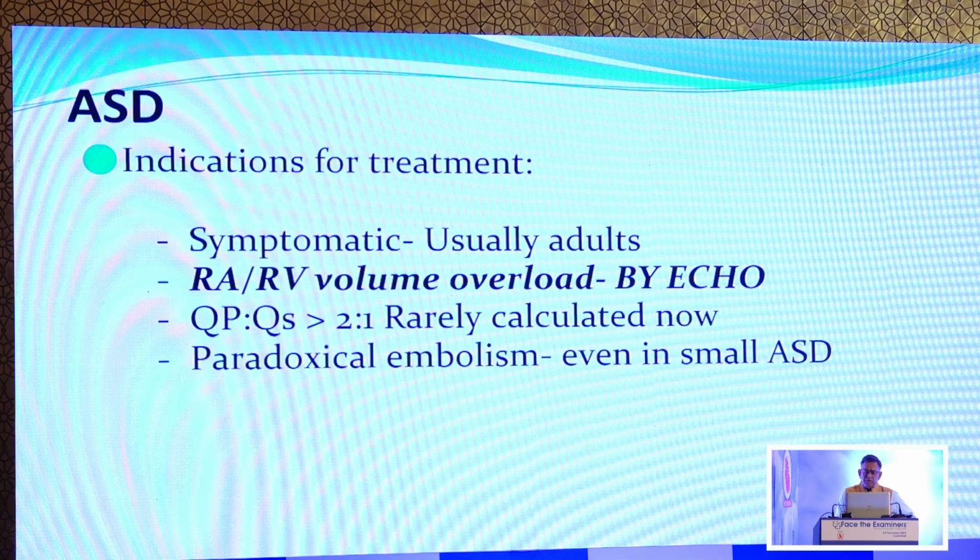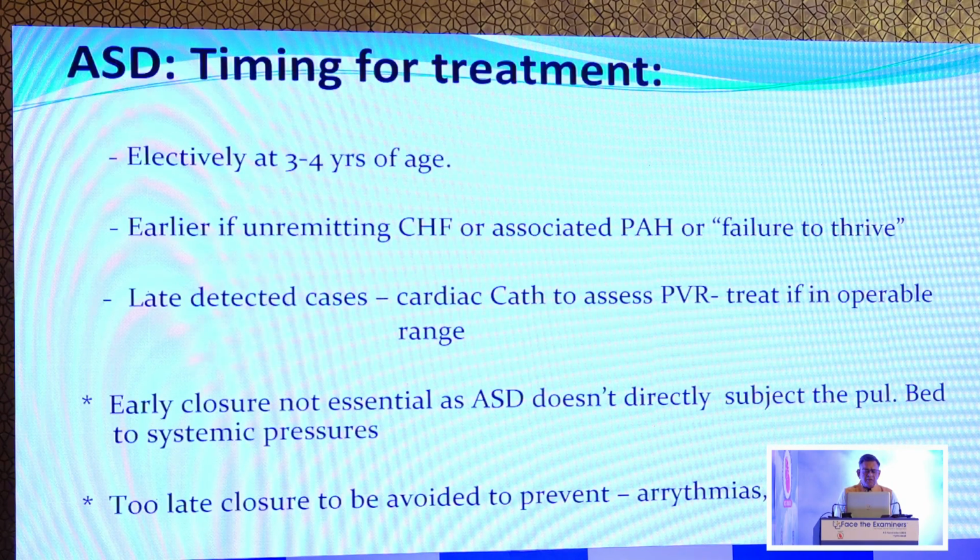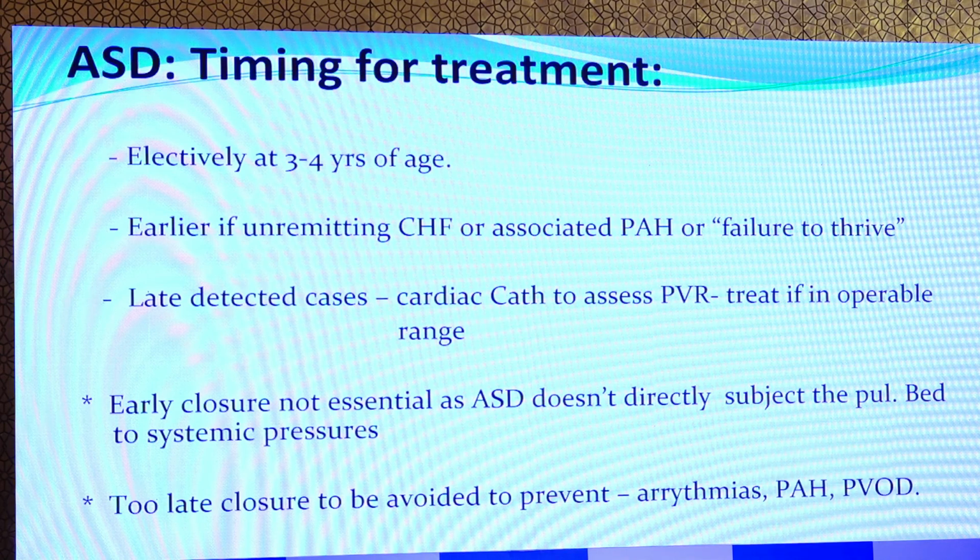What is the indication for treatment? Usually they are adults. You don't operate on them earlier. You see RA and RV volume overload, generally by echo. You generally don't require a shunt calculation either. But still, paradoxical embolism may be there. So if you have evidence of right ventricular volume overload, then electively operate by 3 to 4 years of age. Earlier if there is unremitting CHF, associated PH, or failure to thrive.